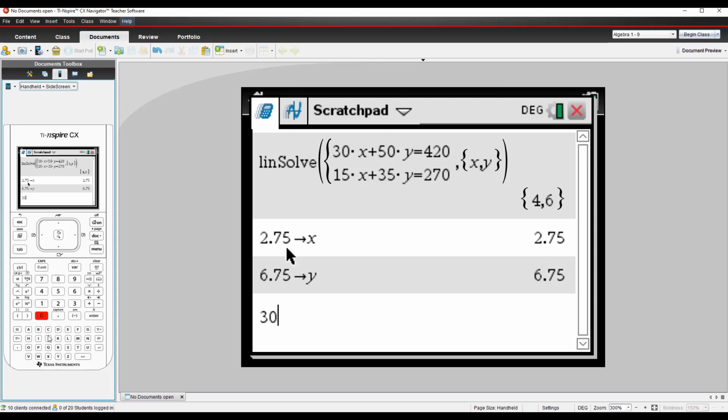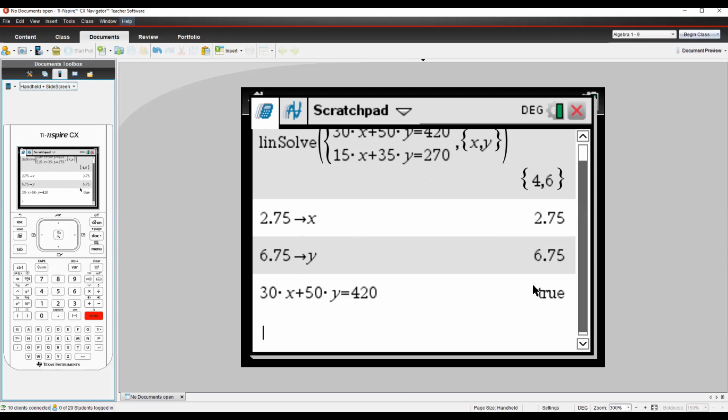Now, all I'm going to do is I'm going to enter both of the equations. So 30x plus 50y equals 420. Now, if this is right, if Peyton is right, I should get a true statement. If he's wrong, I'm going to get a false. So if I press enter, I get a true. So that means that the price that he gave me works for the very first equation, but that's not enough. I've got to check both equations. I can't just look at one.